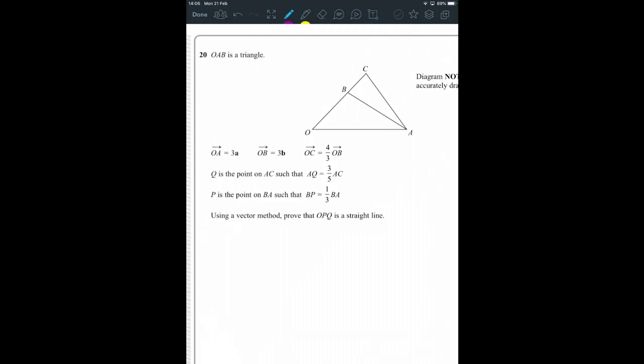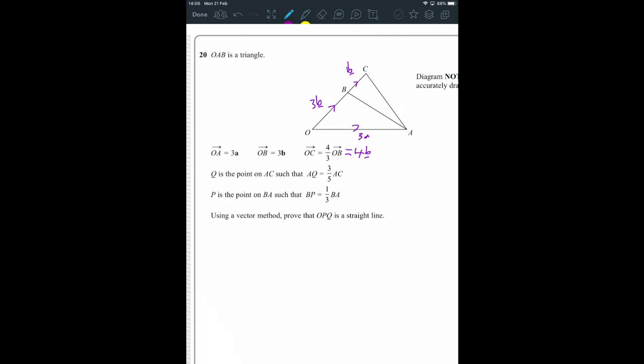OA is 3A. It's not labelled in the picture, so I'm going to label it myself. O to B is 3B. And O to C is 4/3 of that. Well, that means O to C is 4B. So B to C is an extra B.